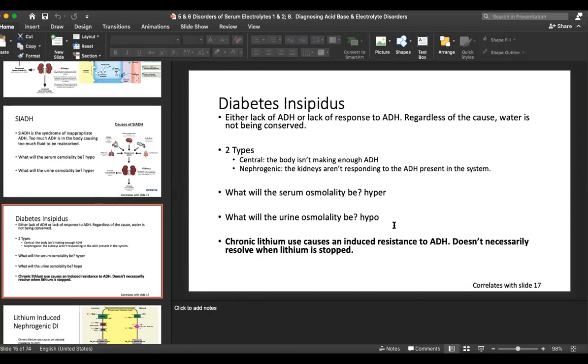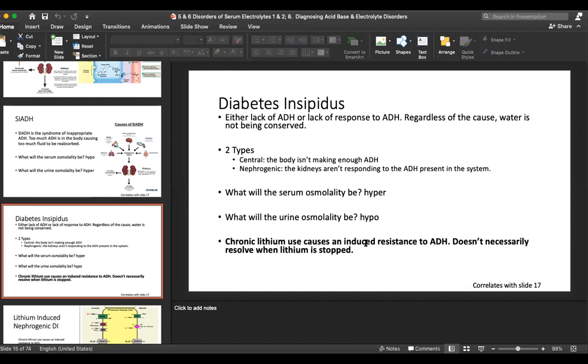So the serum osmolality is going to be super concentrated, hyperosmotic. The urine osmolality is going to be hypo. So these people pee all the time, and they're going to get up several times at night to go to the bathroom. They're going to be constantly thirsty and constantly drinking water, but they're going to have really dilute urine. It'll look pretty much like water, and pretty much all it is. But they'll be peeing a lot.